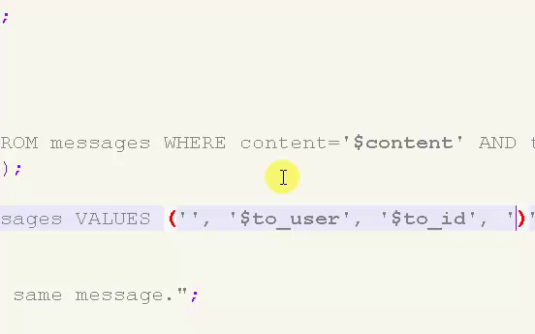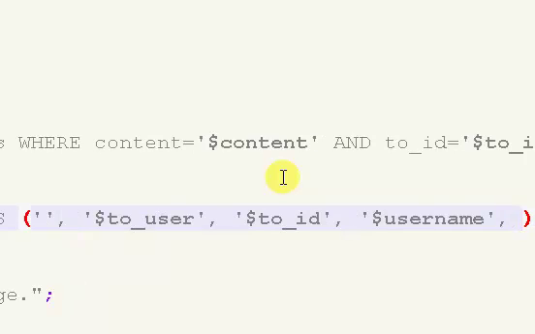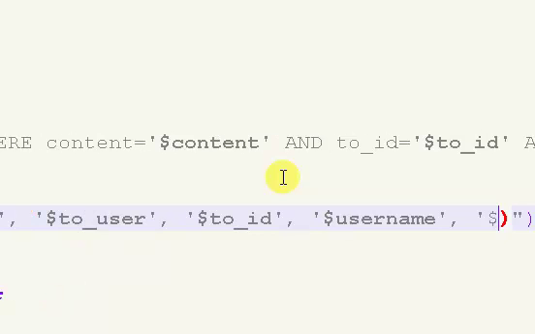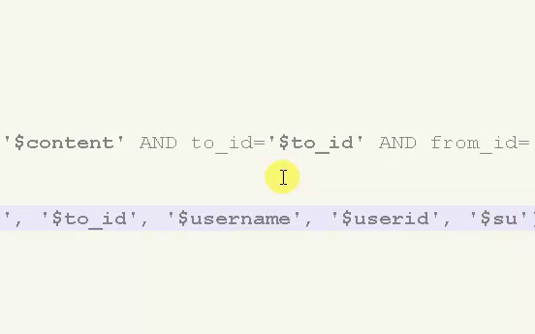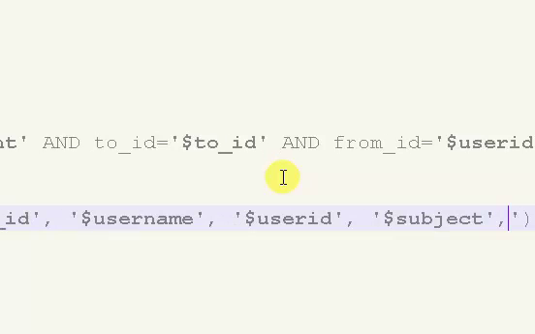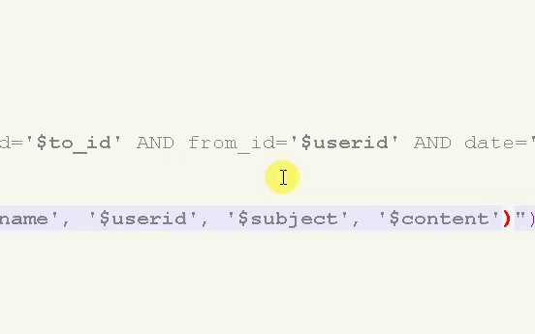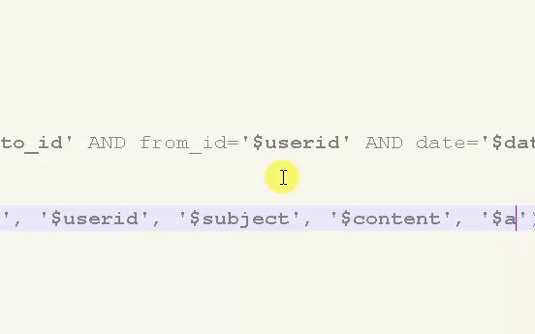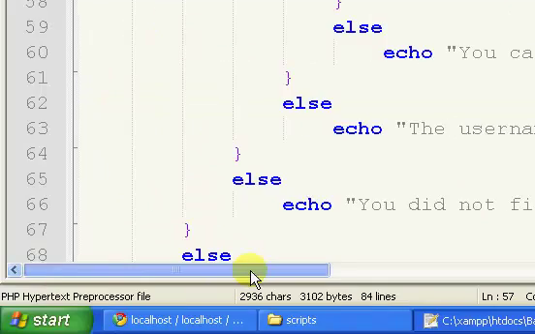And the next one is our from user, which is just the username, because that's the user that's logged in, sending the message. And then we have our user ID, and then we have our subject. And then we have our content, $content. And last but not least, once again, we have our date. So that actually inserts everything into the database.